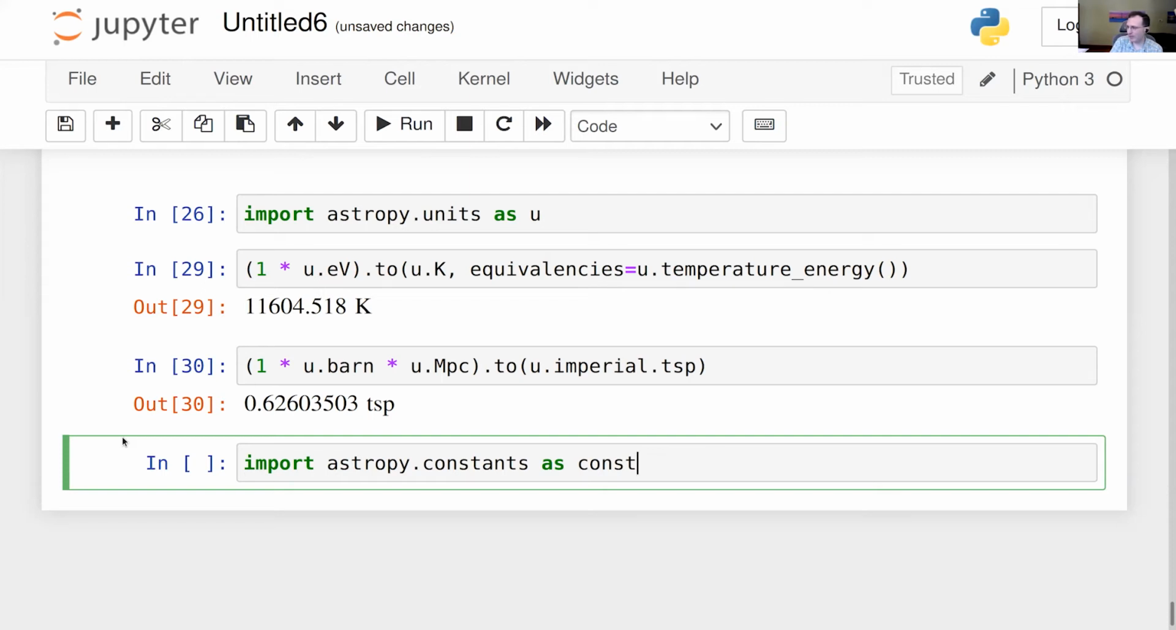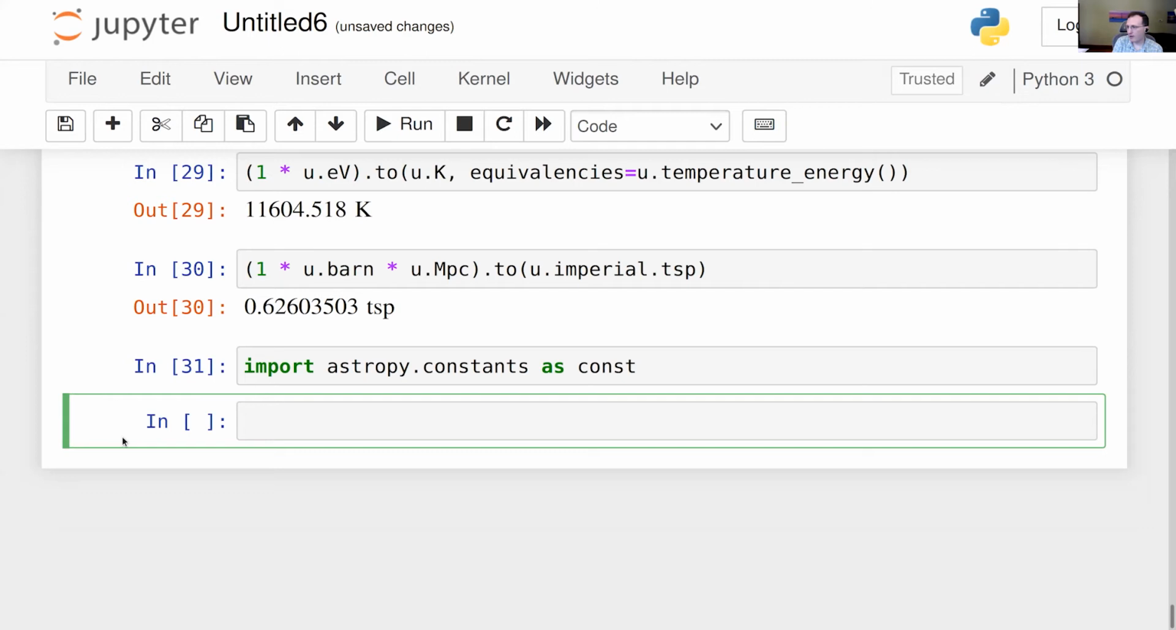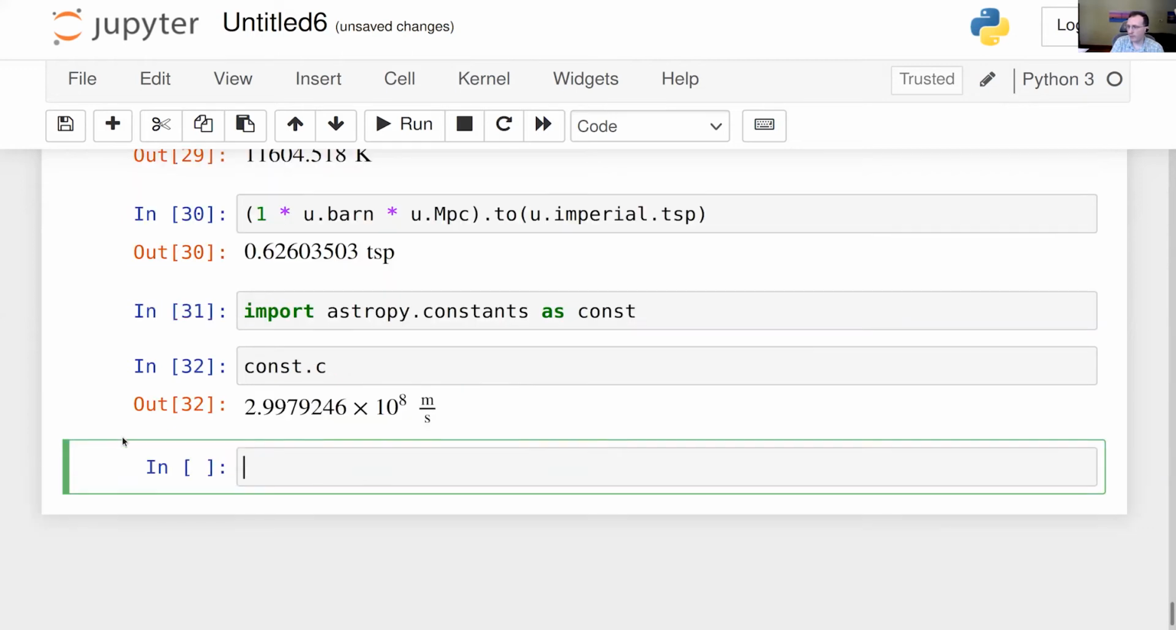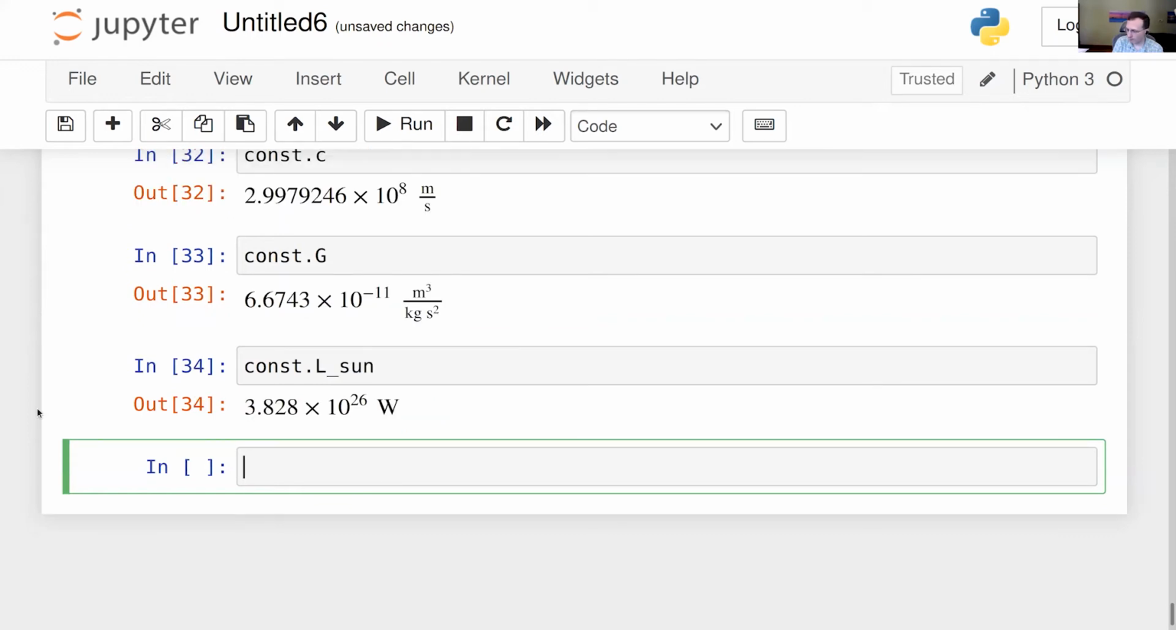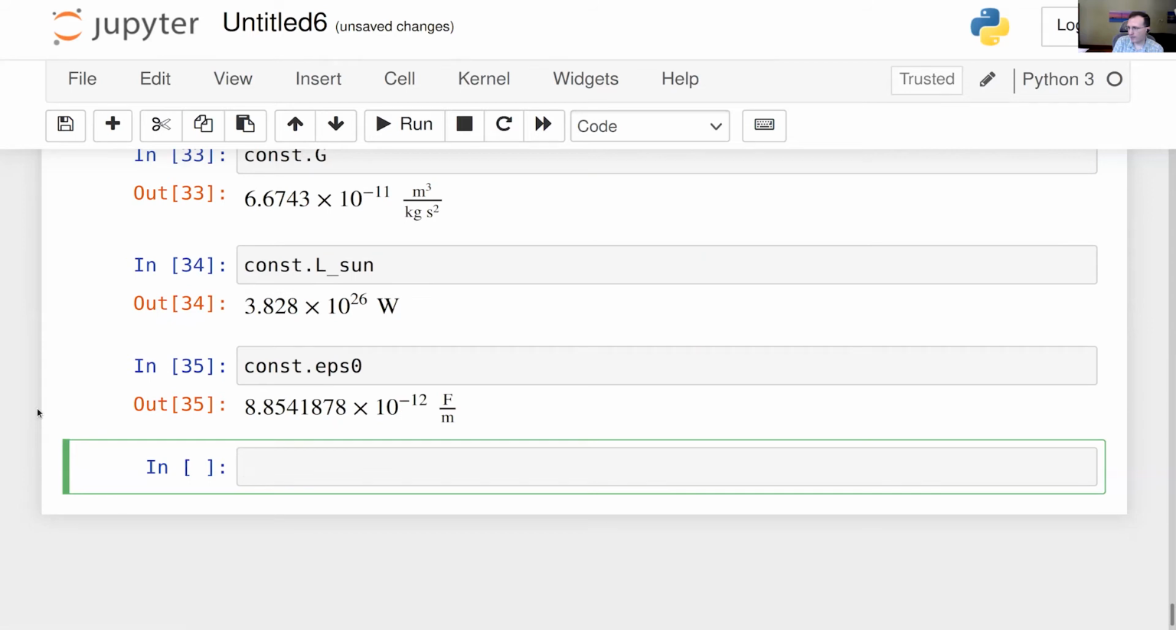All right, so we import astropy.constants as const. And if we want to get the speed of light, we can do const.c and shift enter, and we get the speed of light in meters per second. We can get the gravitational constant, const.G. That way, it's an astronomy package. So we can also get things like the luminosity of the sun, which is rather bright. And we can also get epsilon naught and const.mu naught, and shift enter again.